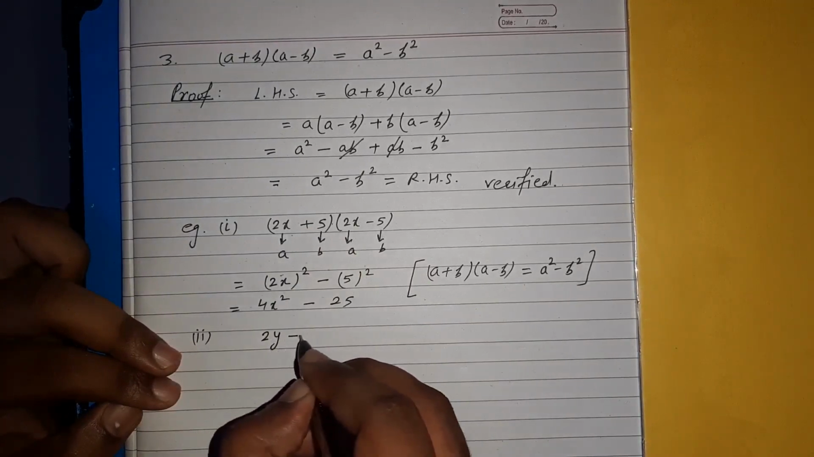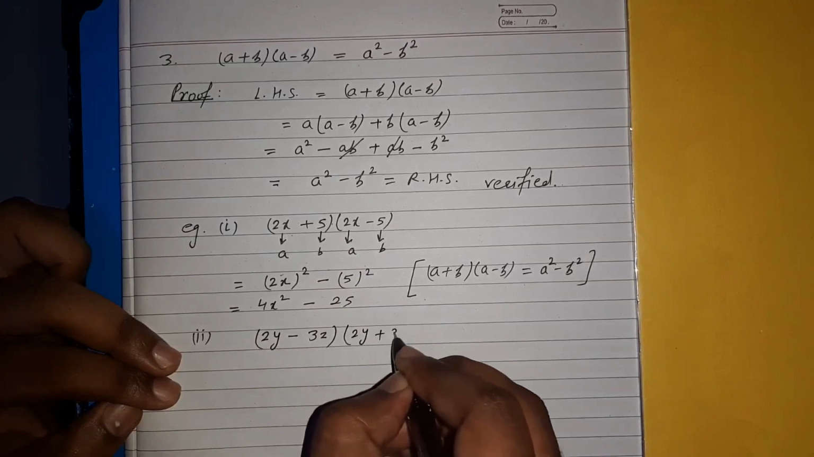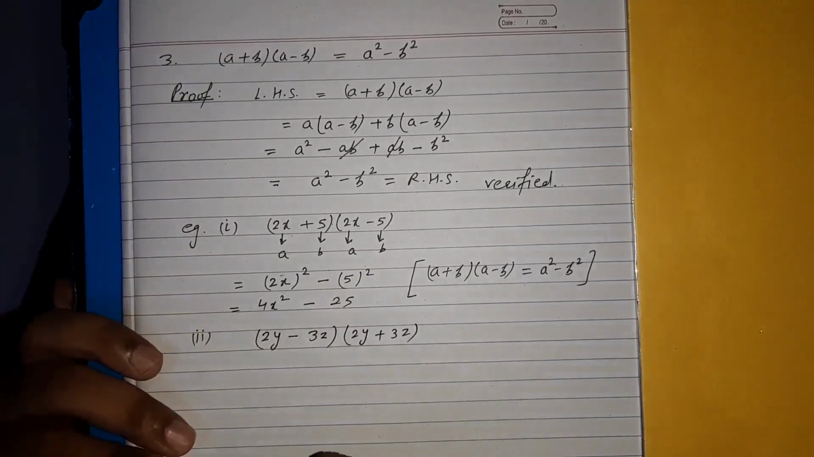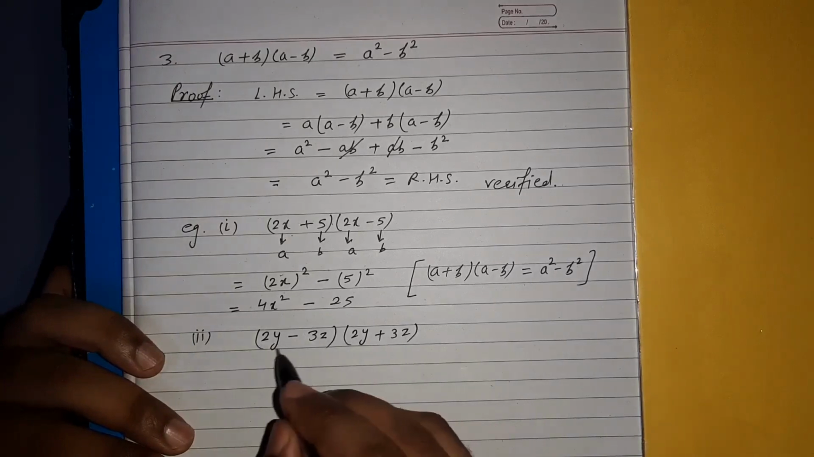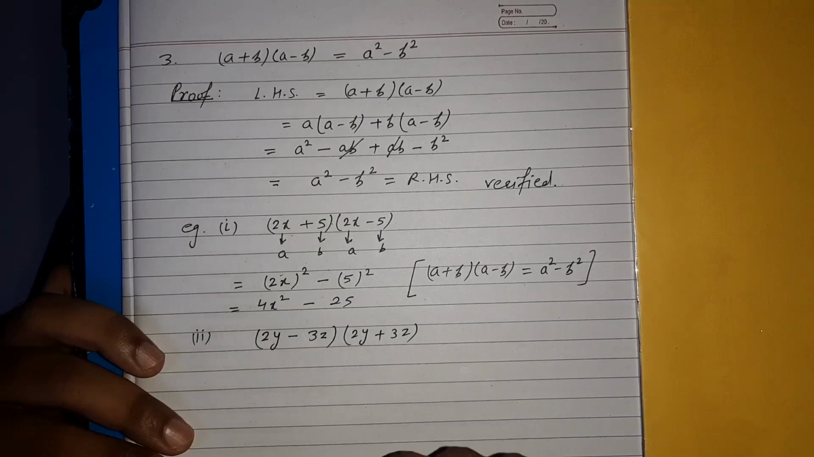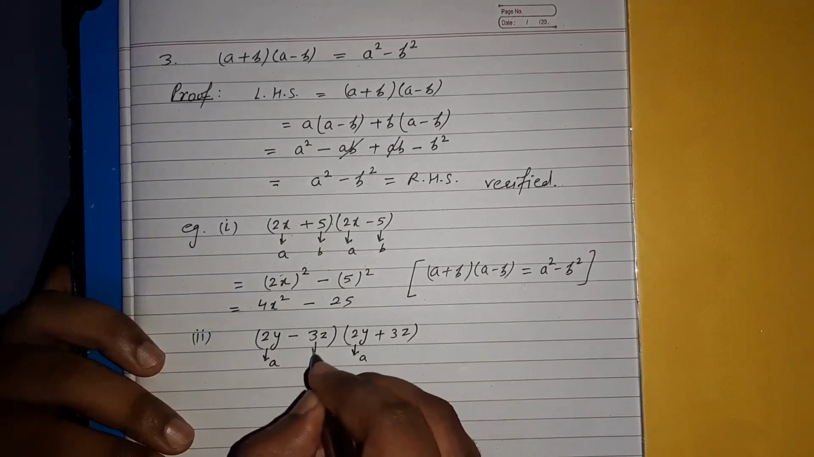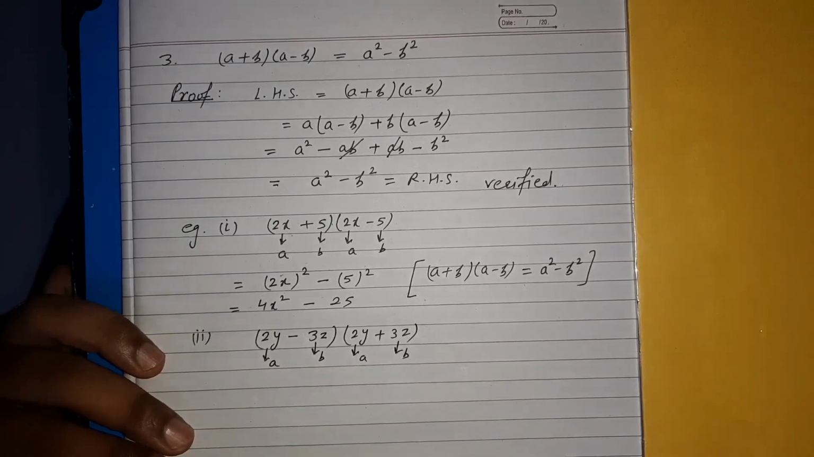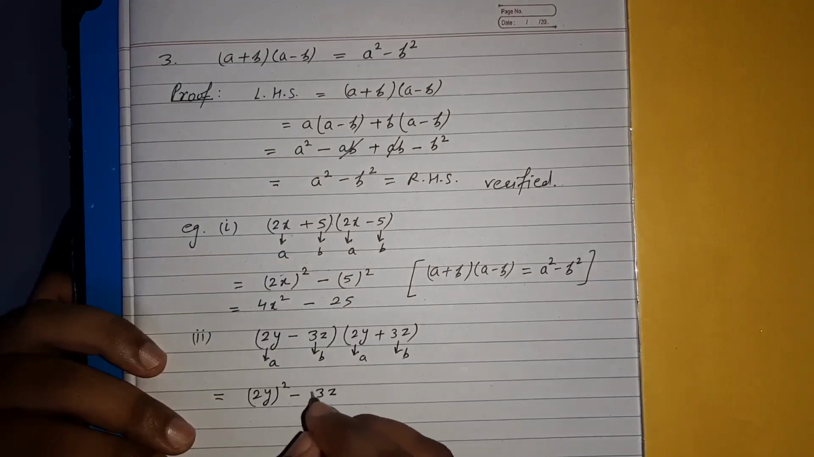Okay, the second example, (2y minus 3z) multiplied by (2y plus 3z). Now you can see the terms inside both the brackets are same, 2y and 3z. So let the value of a be 2y, and the value of b be 3z. According to the identity (a plus b)(a minus b) will be equal to a square minus b square. So here the value of a is 2y, so it will be (2y) square, minus the value of b is 3z, so it will be (3z) square.